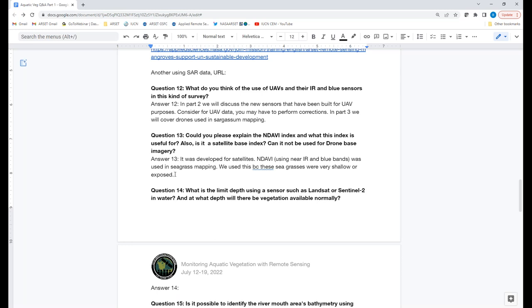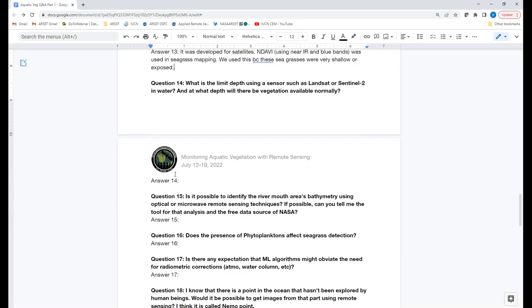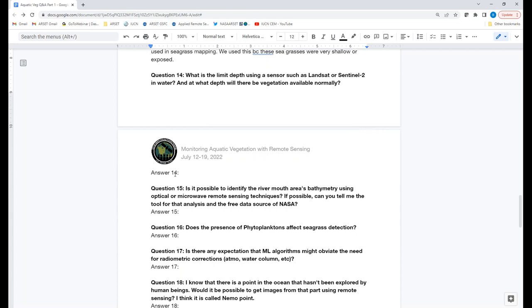What is the depth limit of a sensor? What is the depth limit using a sensor such as Landsat or Sentinel in the water, and at what depth will there normally be vegetation available?